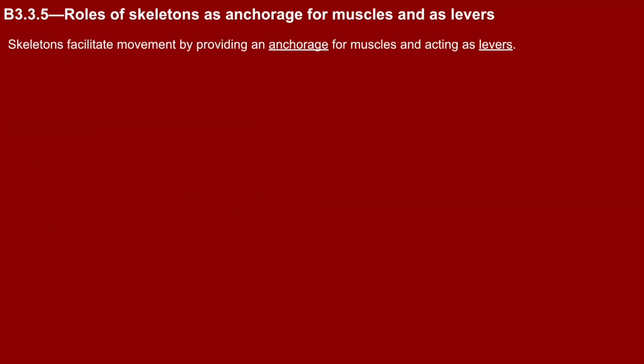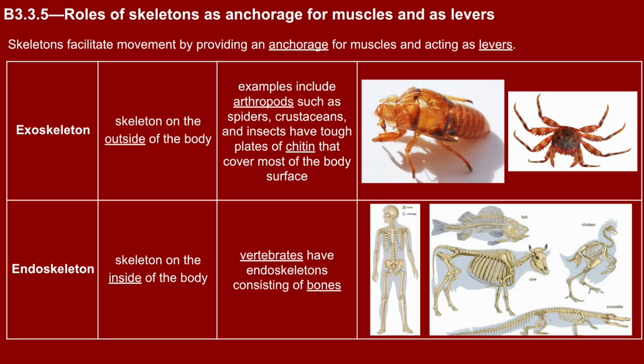All right, so in terms of skeletons, there are both exoskeletons on the outside with muscles on the inside, and endoskeletons like we have, where our skeletons are on the inside surrounded by muscle on the outside.